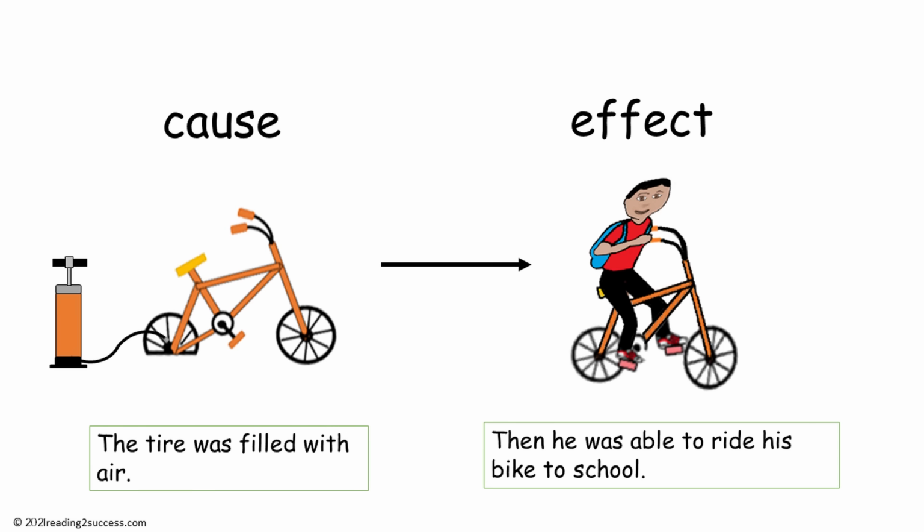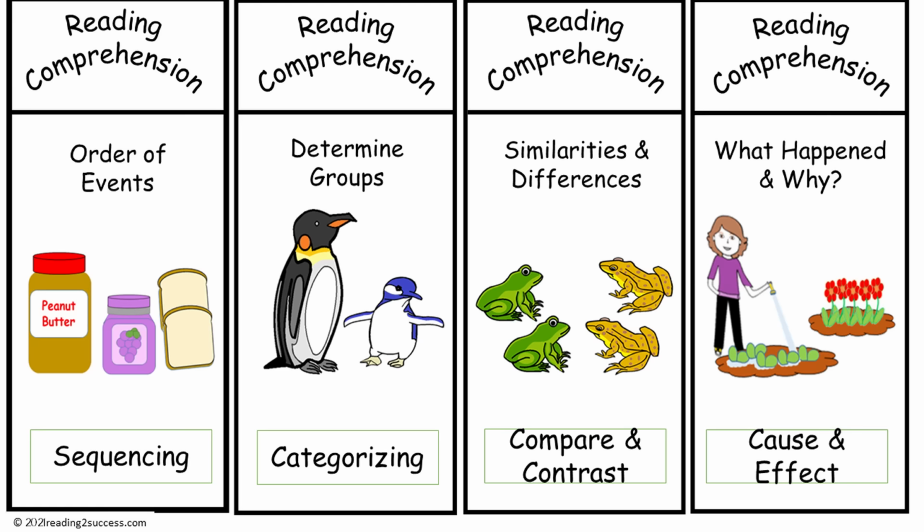The cause was the tire was filled with air. The effect was then he was able to ride his bike to school. This is the completed example. And we end with bookmarkers of the structures that we studied today: sequencing, categorizing, compare and contrast, and cause and effect.